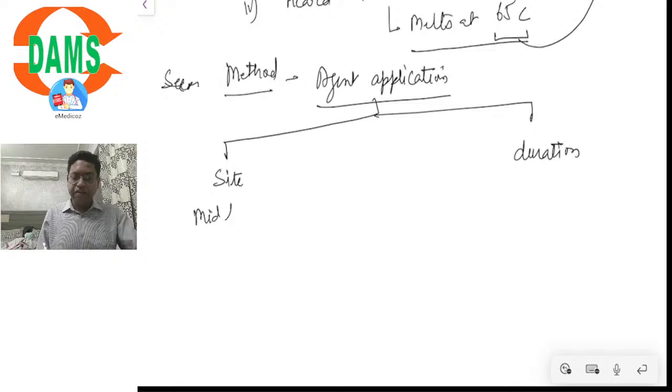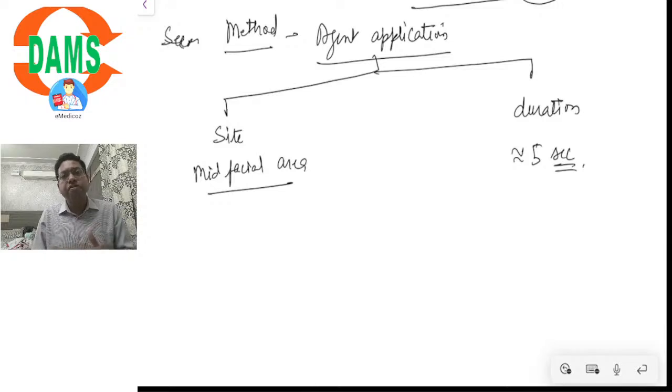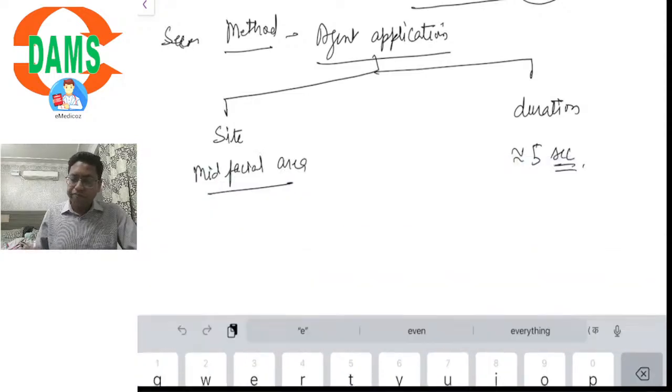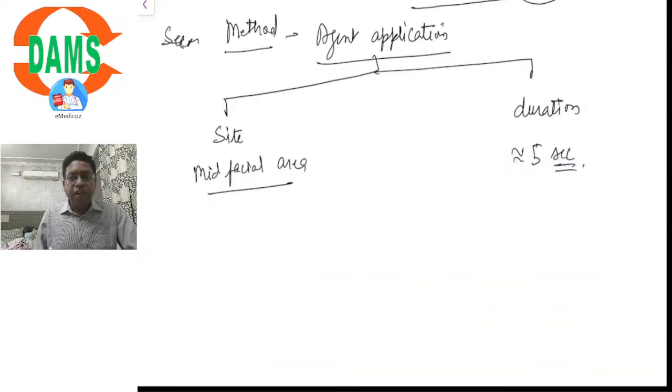Site is again the mid-facial area of the tooth being tested, and duration we would keep it maximum 5 seconds because heat is more damaging. Our purpose is to test the pulpal status, not to damage the tooth by excessive heat application. So mid-facial area, if I am using a heated gutta percha, then a heated gutta percha, when applied to the mid-facial area, has a tendency to stick. A heated gutta percha would become stuck to the mid-facial area of the tooth.